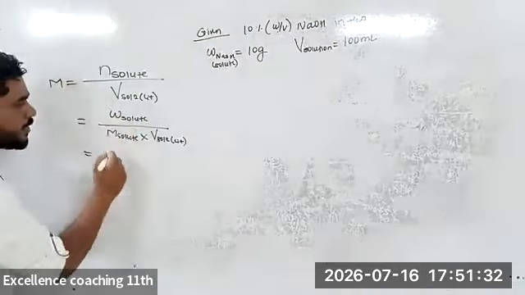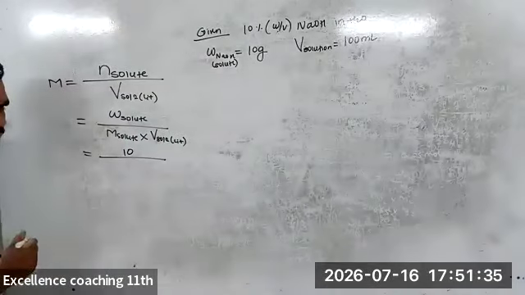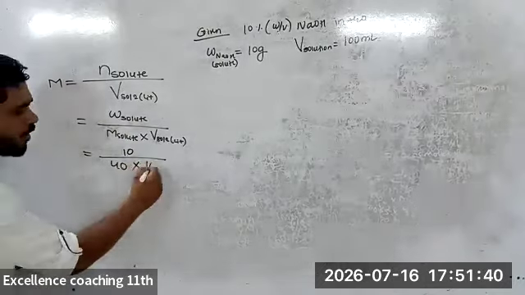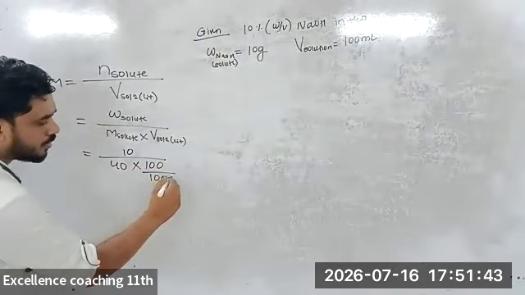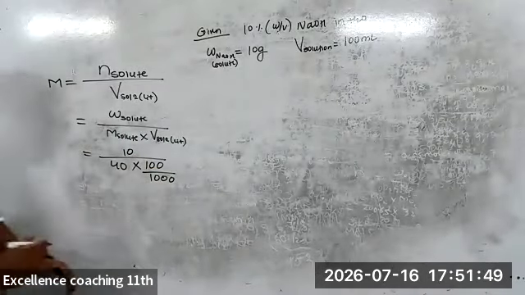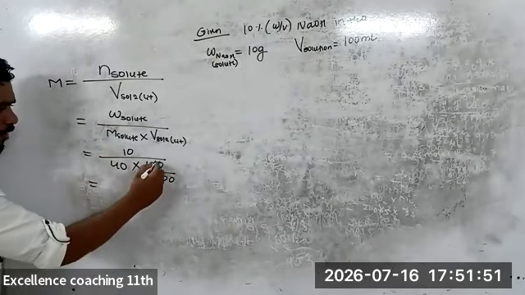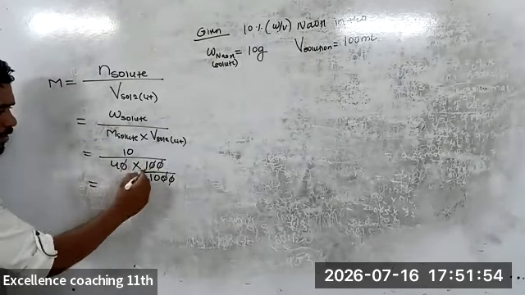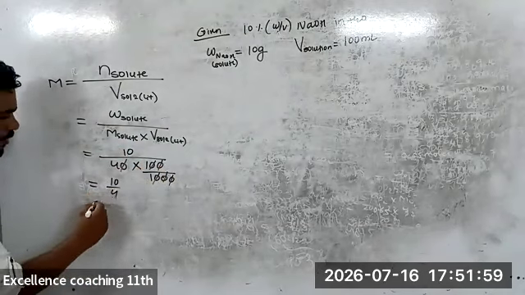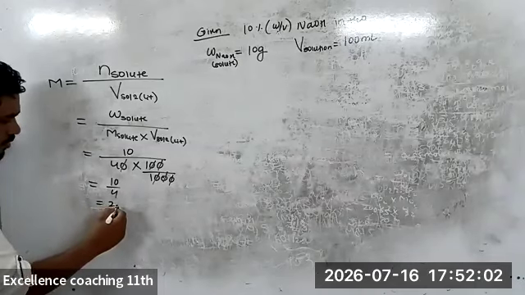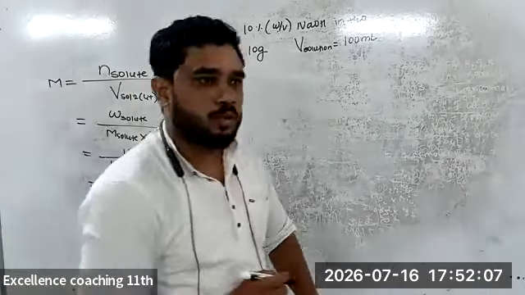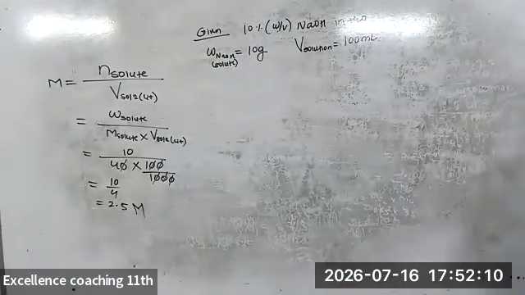So mass of the solute, that is what? 10. Molar mass of solute is what? NaOH has a molar mass 40, into volume of solution, which is 100 divided by 1000, because you have to convert it into liters. So 100 divided by 1000. Cancel: 1, 2, 1, 2. This 2, so it will be 10 by 4. So it will come to 2.5. Unit is what? 2.5 molar.